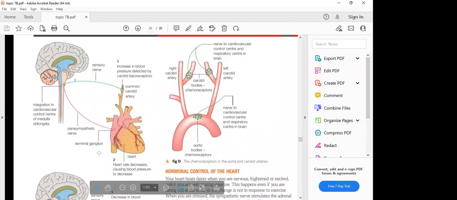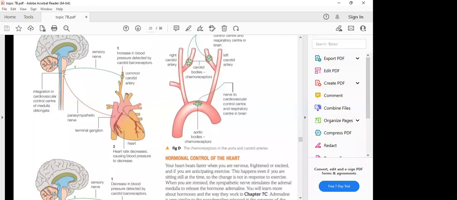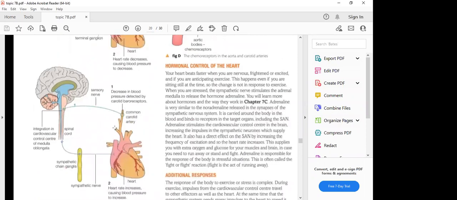And the parasympathetic nerves reach where? The right atrium part. I told you that's how it controls the heartbeat. What is a parasympathetic nerve? This is a nerve which originates directly from the brain. It controls the heartbeat. And what is a terminal ganglion? Ganglion means the joint of a number of neurons. It's a knot. A number of neurons join and make a ganglion, then the ganglion makes a nerve. So that's how the heart rate is controlled.